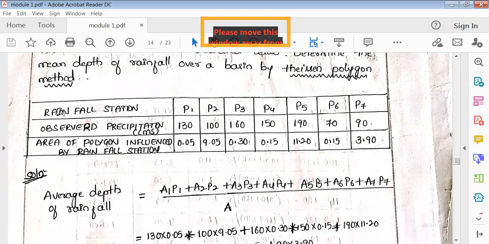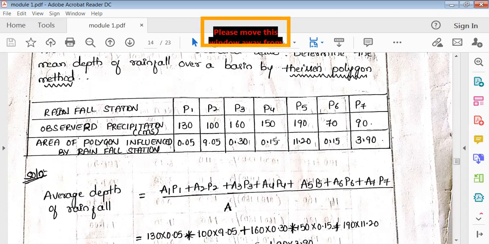They've given rainfall stations P1, P2, P3, P4, P5, P6, and P7, so there are seven stations. The observed precipitation, in centimeters, is 130, 100, 160, 50, 90, 70, and 90. Then the area of the polygon influenced by each rainfall station is also given.